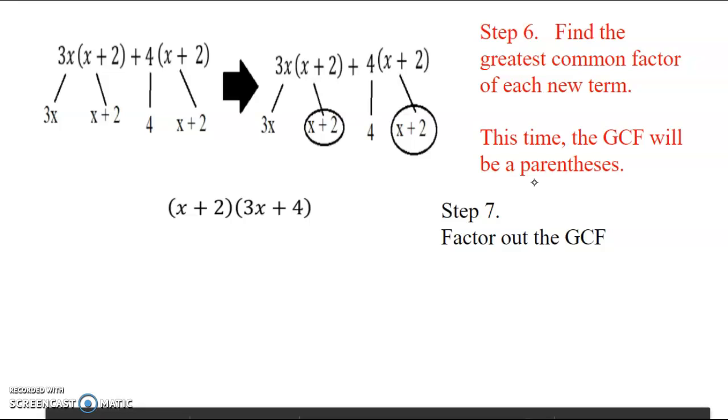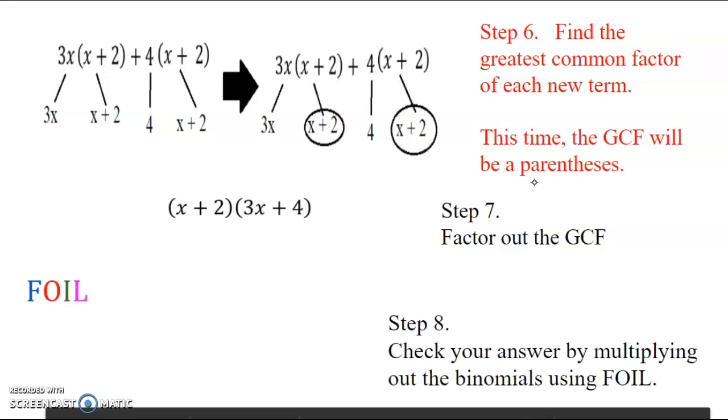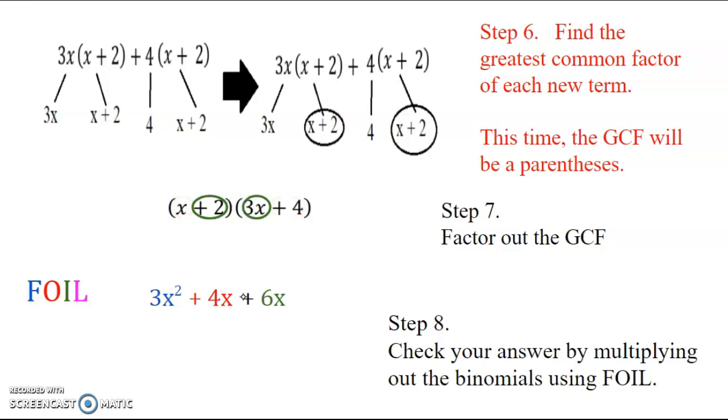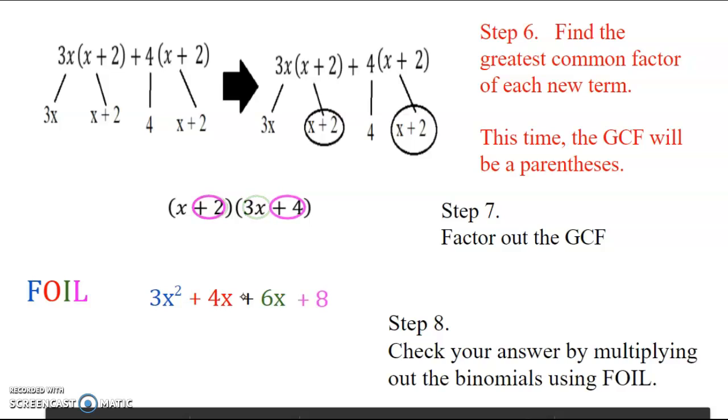And again, the last step is to use FOIL to check your answer by multiplying out the binomials. So I know that x times 3x is 3x squared, x times plus 4 is 4x, then 2 times 3x is 6x, and finally 2 times 4 is 8. Then combining the like terms, you are indeed getting the original expression. Phew, that took a while.